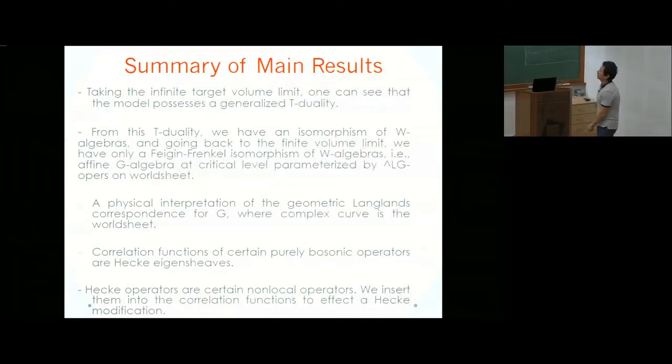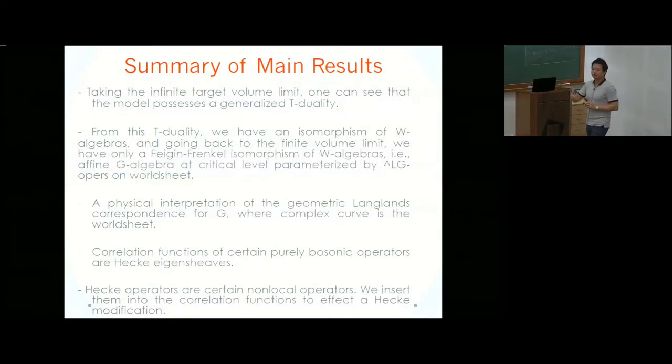Yeah. Okay. So if we start to take the target space to be infinitely large, so what happens is this. When it's infinitely large, or alternatively, you could see it as looking at the sigma model over a local patch on the target space, because that's also isomorphic to Rn, right? And you see that the model actually possesses a generalized T-duality. So it has a symmetry, a T-duality, right? Now, from this T-duality, we can look at the chiral algebra of this sigma model and derive an isomorphism of W algebras. So a W algebra lives on the worldsheet also. Okay, it's a symmetry of that theory.